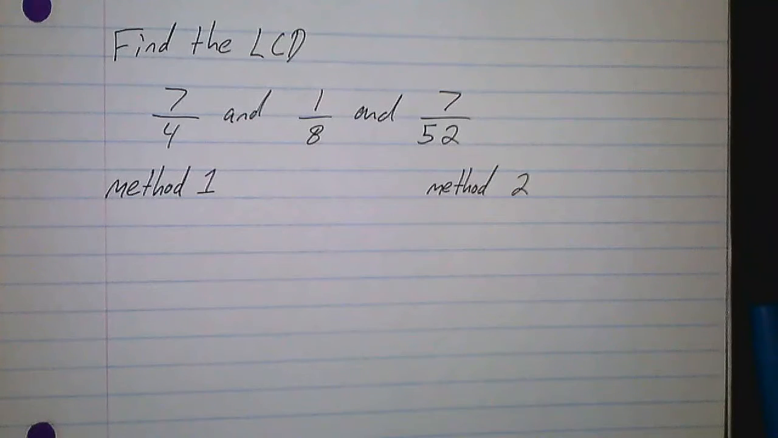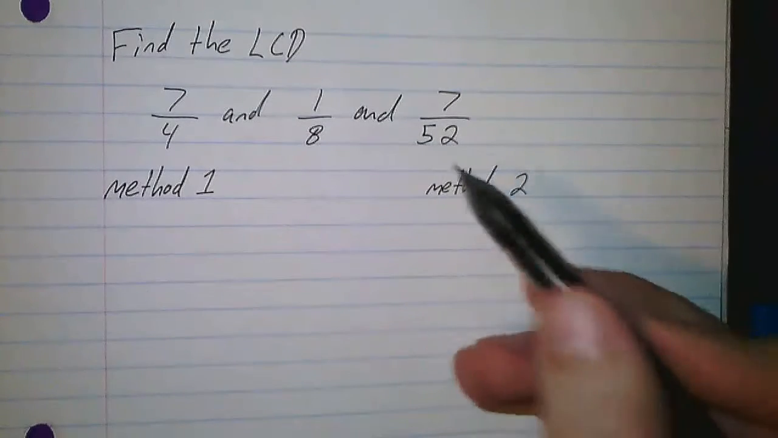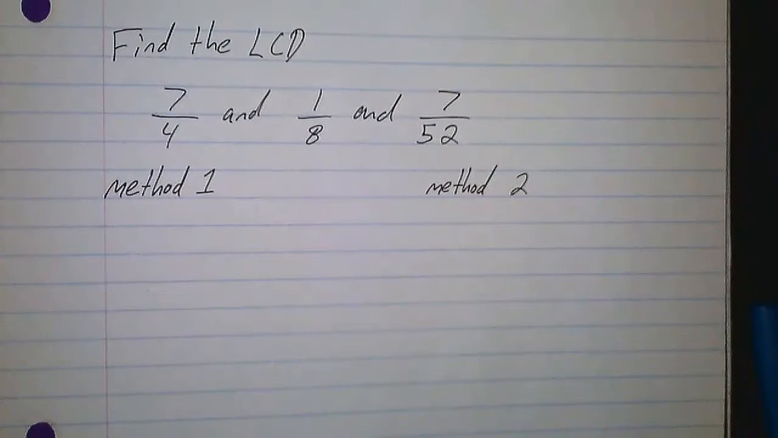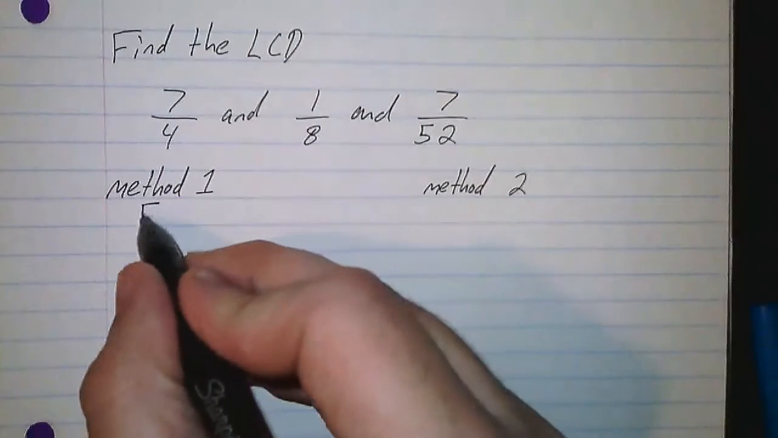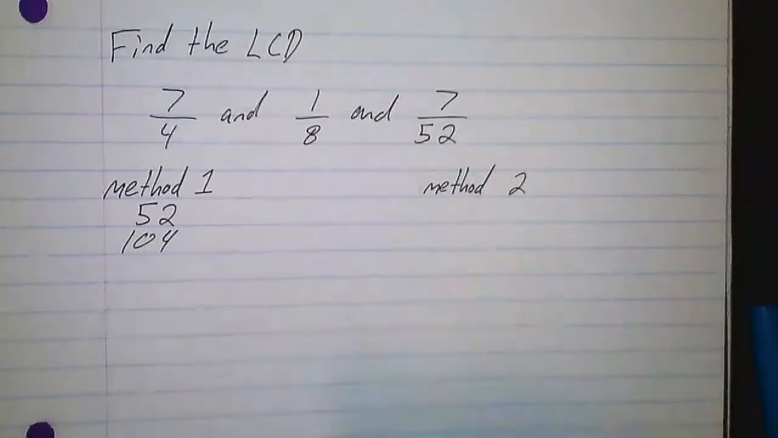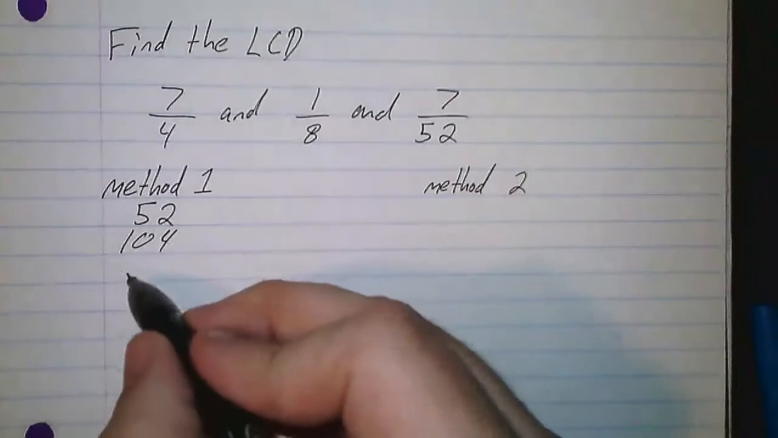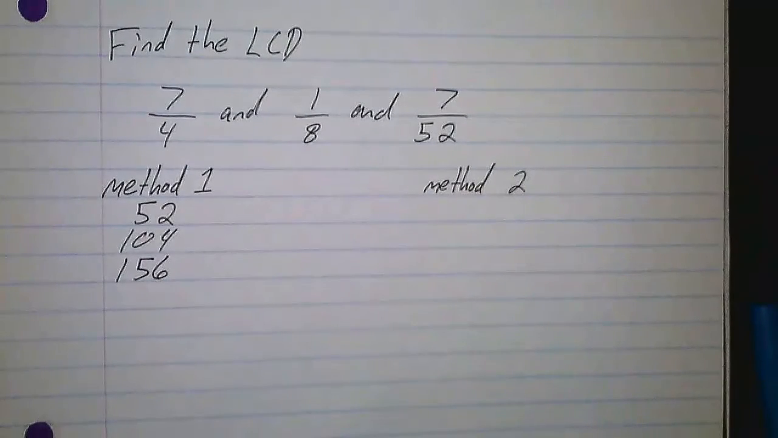So let's look at finding the LCD if we have three terms. There are a couple of ways we can do it. One way is to make a list of the multiples of the largest number. So multiples meaning 52 times 1 is 52. 52 times 2 is 104. 52 times 3 is 156, etc. We could keep going.